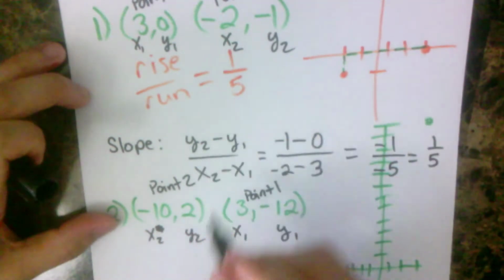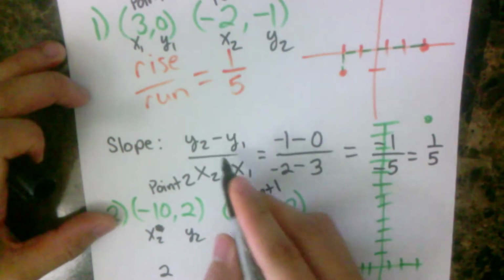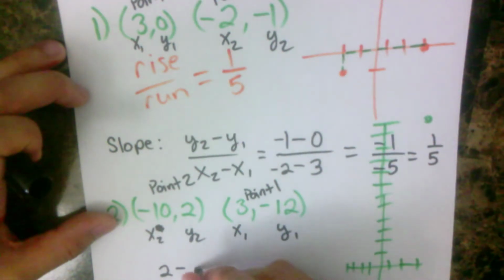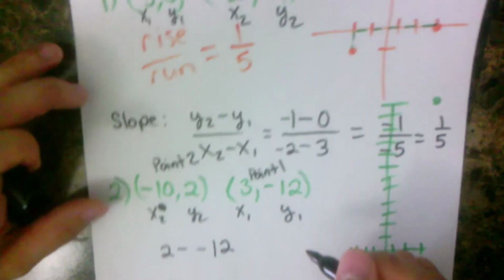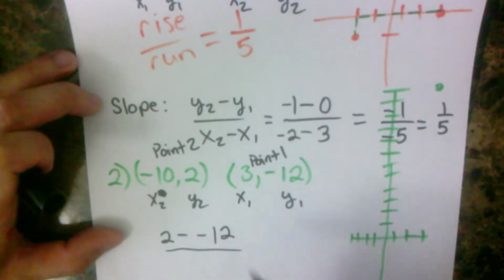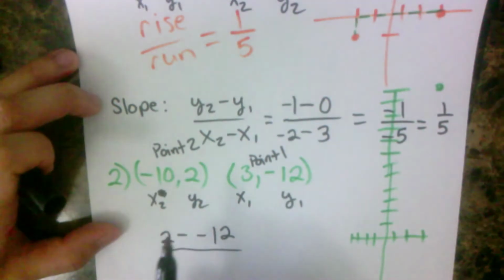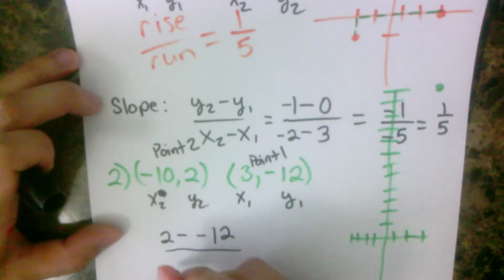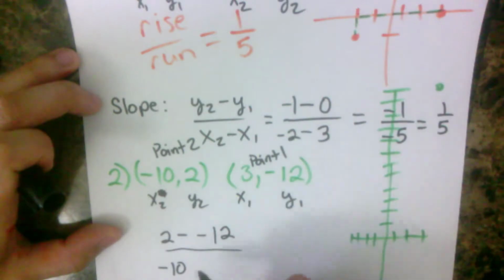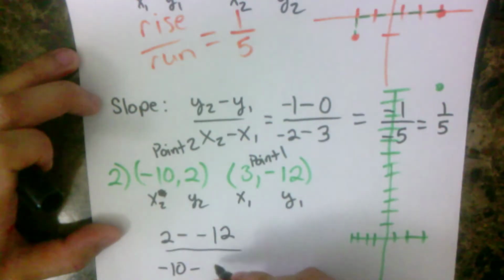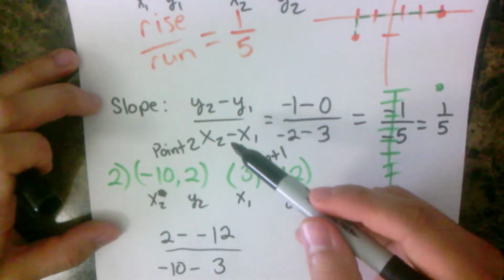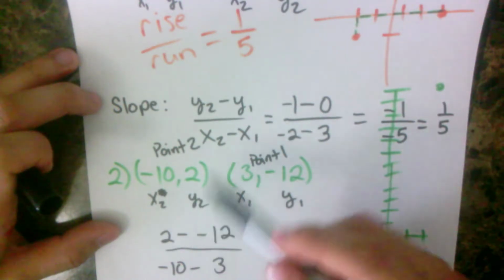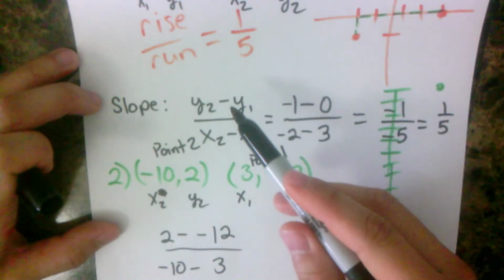So y2, our y2 is 2, minus y1. So our y1 is a -12, and you'll notice that we have two negative signs right next to each other, right? We'll talk about what to do with that in a second. And so now let's do x2. So x2 is over here, -10. Don't forget your minus sign. And then x1, 3. So the reason why I keep emphasizing that minus sign is because you can end up with a double negative like this. It happens, so don't lose the minus sign that's already in the problem, okay?